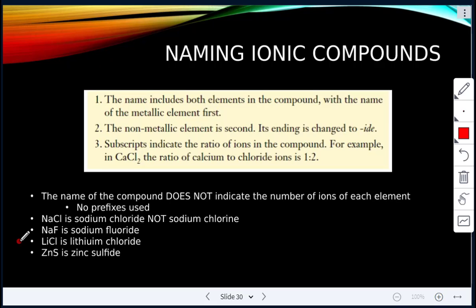LiCl, that would be lithium chloride. And ZnS, that would be zinc sulfide. Okay, so again, the metals are named first. You keep the name as is. The non-metal element is named second, and we change its ending to "ide."